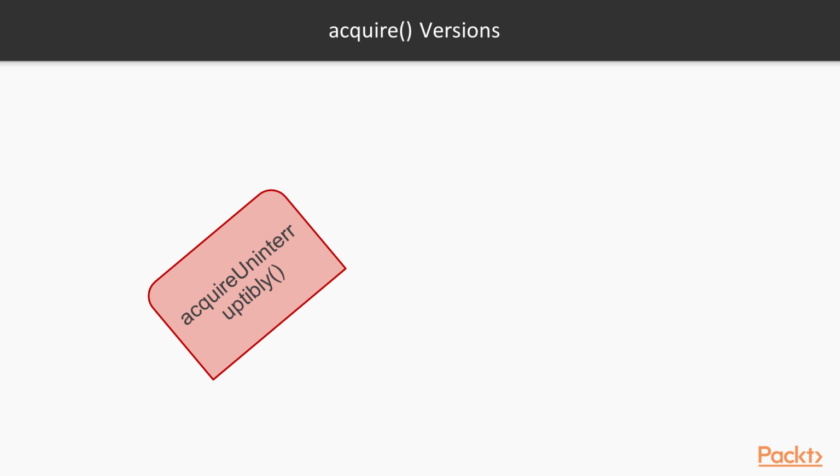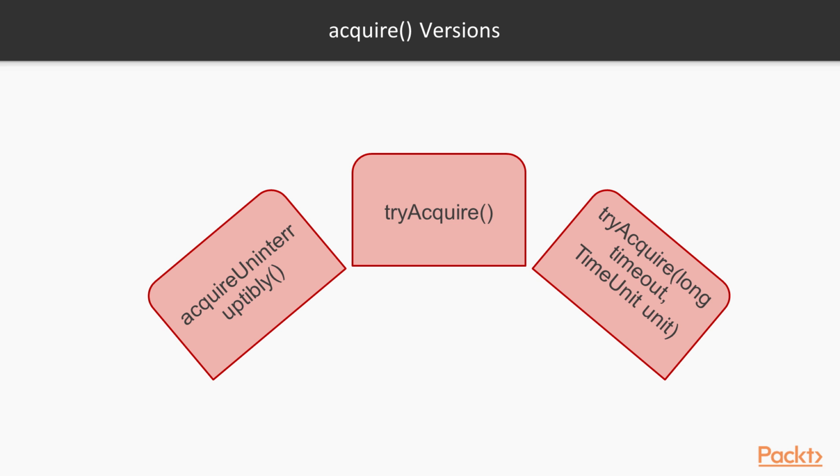The semaphore class has 3 additional versions of the acquire method. Those are the acquireUninterruptibly method, tryAcquire method, and tryAcquire with a long timeout and time unit. These methods have an additional version which has an int as a parameter. This parameter represents the number of permits the thread that uses them wants to acquire or release.